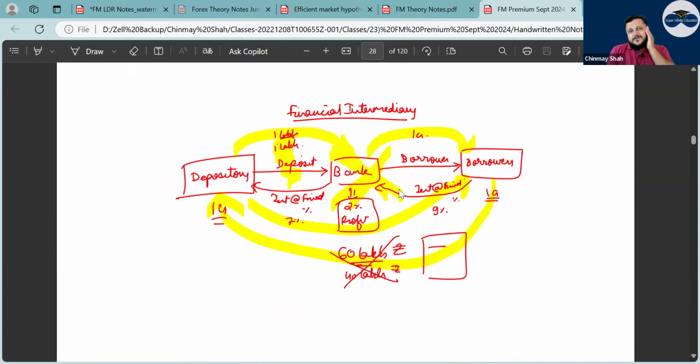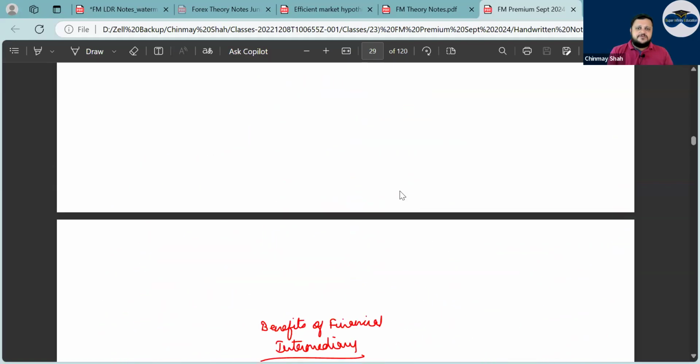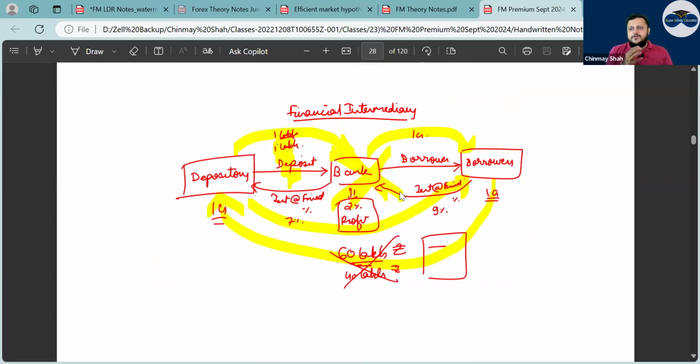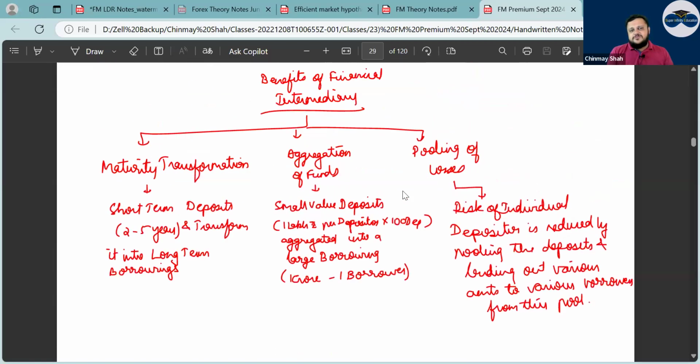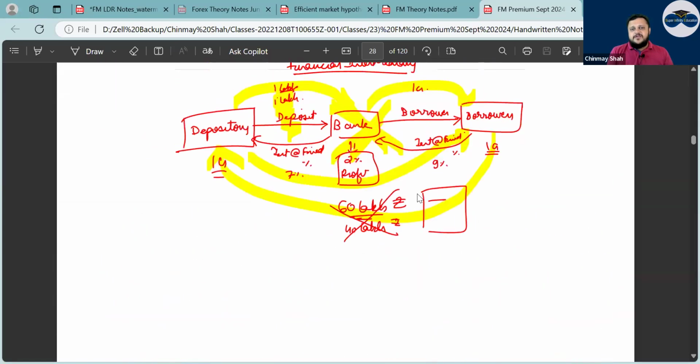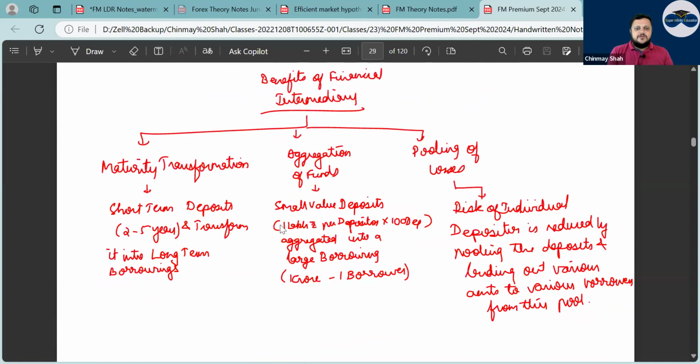Then a financial intermediary, you have what? Tell me benefits of financial intermediary. Maturity transformation, right? A financial intermediary will take small, short-term deposits and convert them into long-term loans. Aggregation of funds: it will take small deposits of $1,000 and make a big loan of 10,000 or $50,000. Small value deposits aggregated into large borrowings.